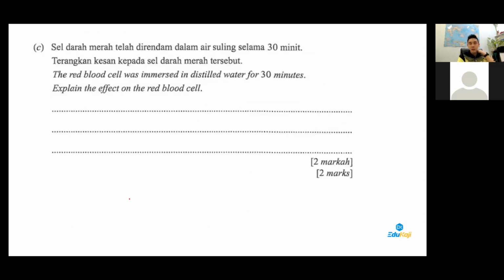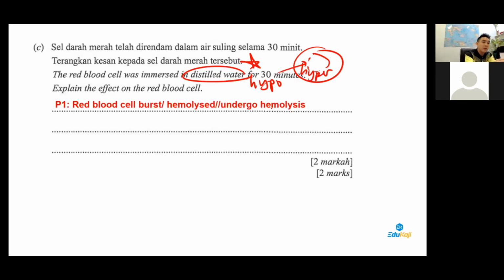Okay. Next one is quite a common question as well, because we learn hemolysis and crenation. In this case, put in distilled water. Draw 1 star. Guys, we all know distilled water is hypo. Red blood cell, guys, if let's say outside is hypo, inside is definitely hyper. Water move in, poof, it will burst. We call this hemolysis.